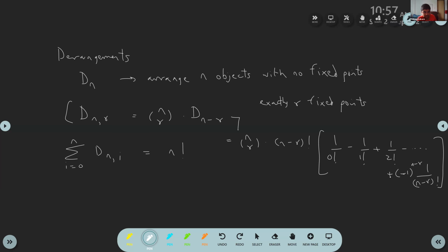Yes, so this is the right form. Okay. So then if we simplify this, this n minus r factorial will cancel with one term from inside. And so we'll get n factorial upon r factorial times this whole summation.